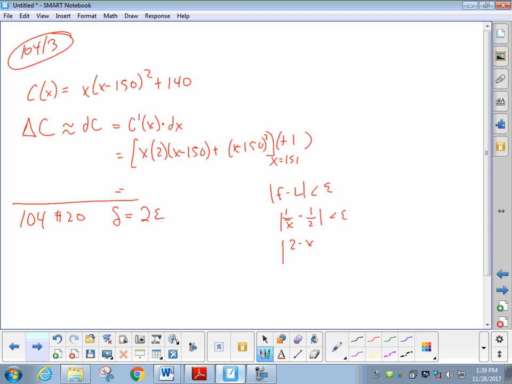Common denominator would be (2 minus x) over 2x. So |2 minus x| by itself would be less than epsilon times 2x. Okay. Right? And if x is between 1 and, what is it, between 1 and 3, then 2x is between 2 and 6. And so there's your 2 epsilon as your delta. Right. And then prove the limit.